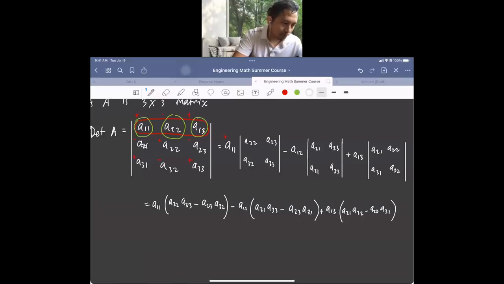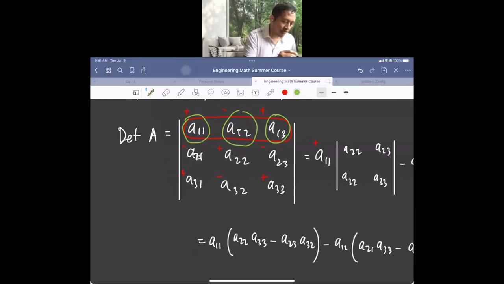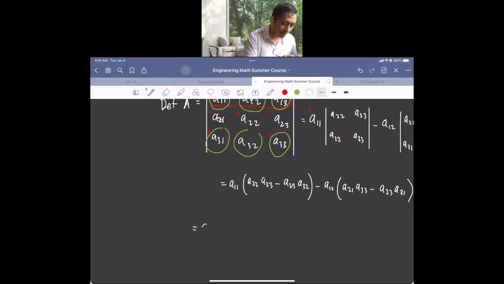There is actually a formula for the cofactor to determine plus or minus, but just use this plus, minus, plus pattern. Too many formulas will not really be useful. Also, you can expand along the second row or the third row, so maybe 3,1, 3,2, 3,3. We can also do it that way.